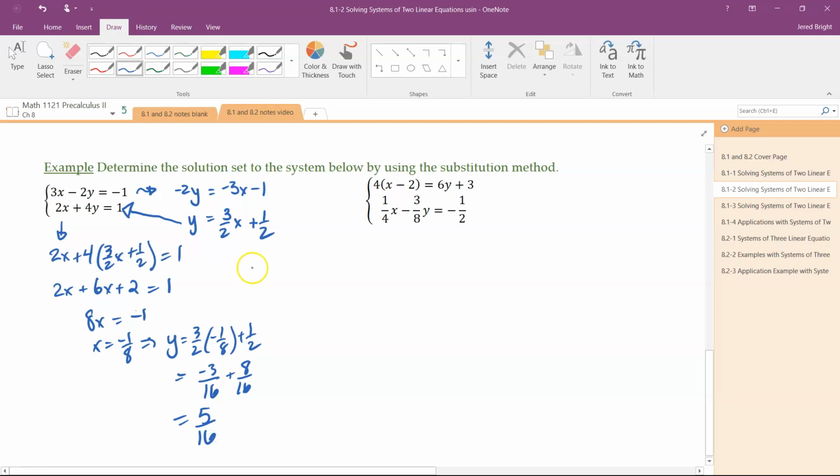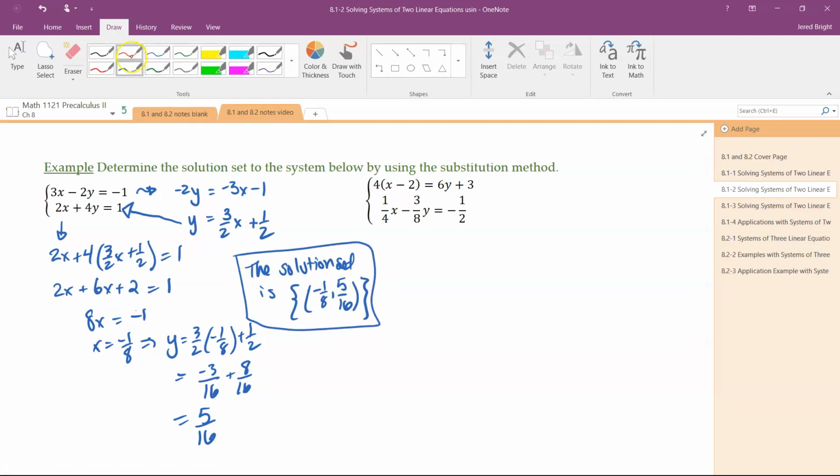So I'm going to propose the solution set and then I'll check it. The set is, in brackets, parentheses, negative 1/8, 5/16. Okay, there we go. And let's just check it. So I'm going to check using the second equation.